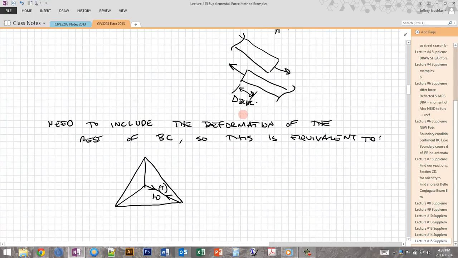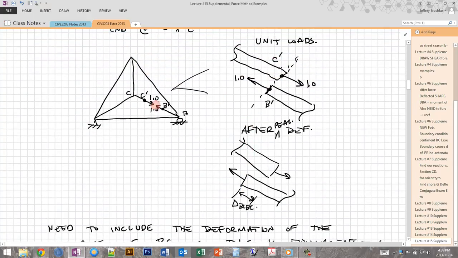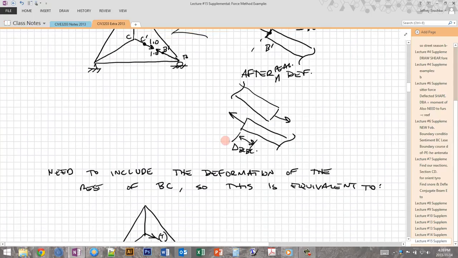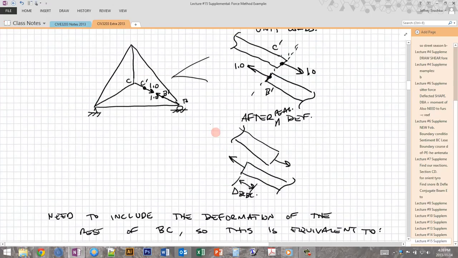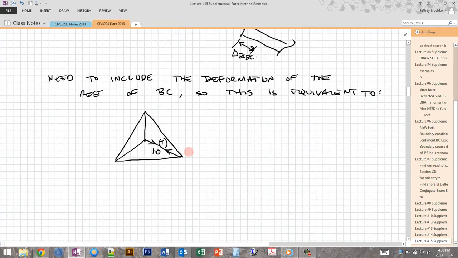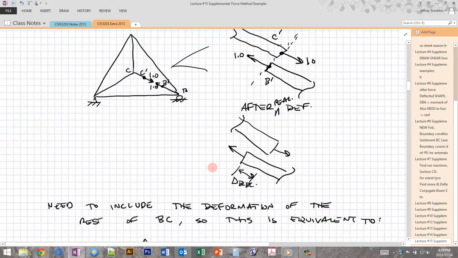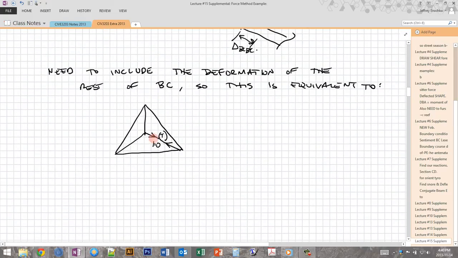So now, of course, this member actually exists, and our redundant is not the entire member. Our redundant is only the force at the cut in the member. So that member BC still exists. So we have to include the deformation of the rest of BC. So if we look at applying this unit load at the cut and the fact that this member remains in the structure and that we have to account for the deformation of it, then the situation above here, where we add the unit load at the cut, is equivalent to just adding a tension load to member BC.